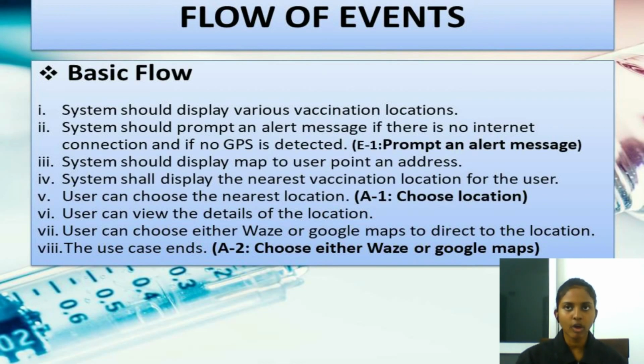As I said before, for example, firstly the system displays all the vaccination places at the Kuala Lumpur, and user needs to point a specific address in Kuala Lumpur so that they can access the nearest vaccination location. After the system displays the nearest vaccination location, user can choose the nearest location. User can view the details of the location, and user can choose either Waze or Google Maps to navigate to their nearest vaccination location. Once they proceed with the navigation, this use case will end.